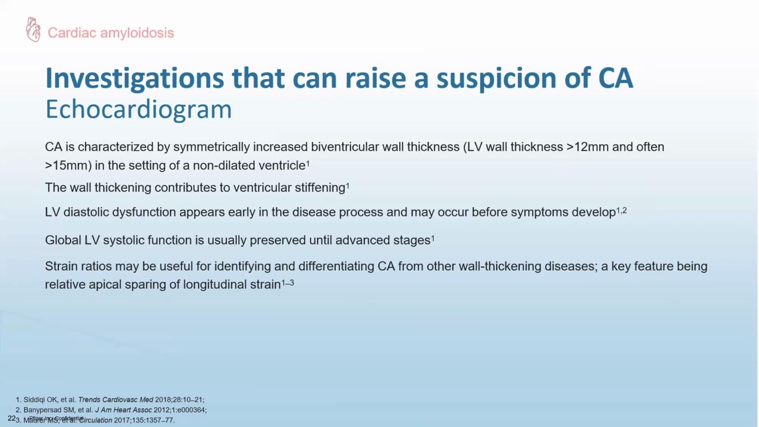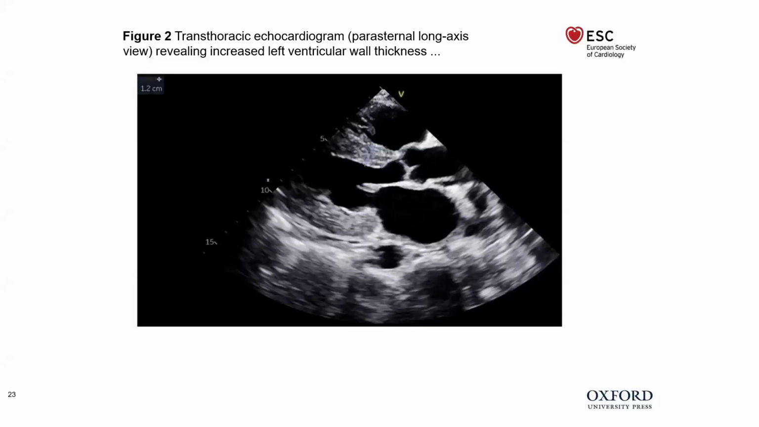Echocardiography, of course, will be the next step. The echocardiography will show an increased wall thickness in the setting of an undilated left ventricle, a stiff left ventricle, and diastolic dysfunction detected by all the techniques, tissue Doppler and transmitral flow. The global longitudinal strain is important, and it will show you what we know as the cherry on top appearance, which we'll see in the next slide.